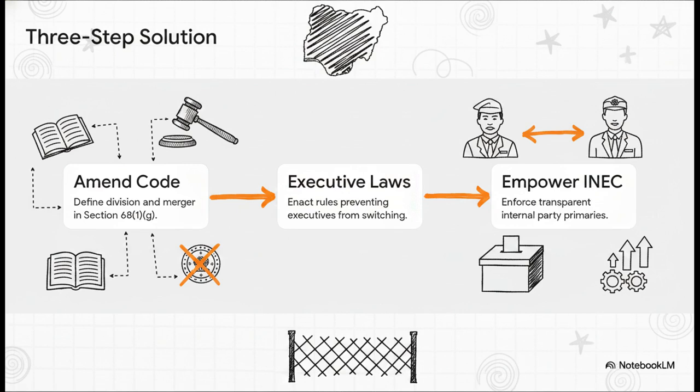Step 2, we need to expand these anti-defection firewalls to include executive office holders. Right now, the law is completely silent on governors and presidents defecting, which is crazy. And step 3, we have to strengthen INEC. The Electoral Commission needs the power to strictly enforce transparent internal party primaries. That removes the initial grievance that usually triggers a defection in the first place.